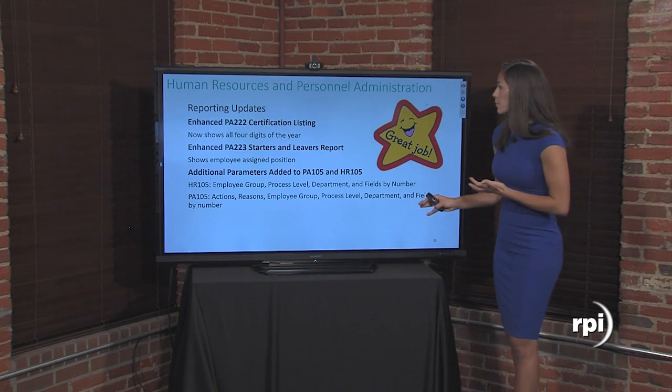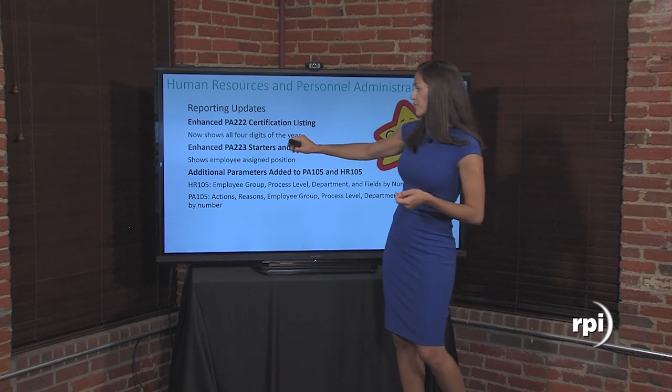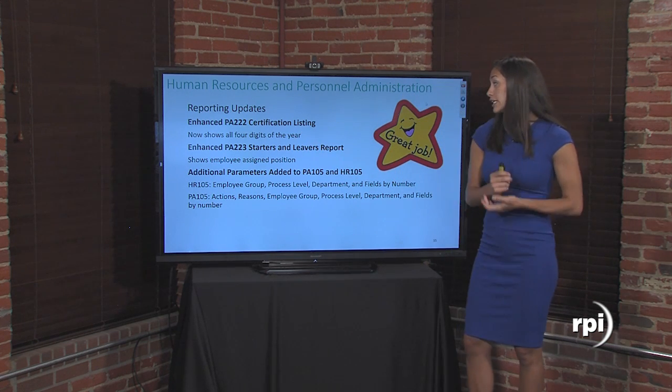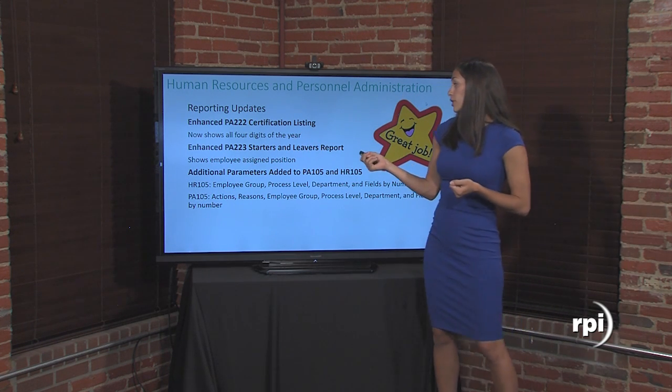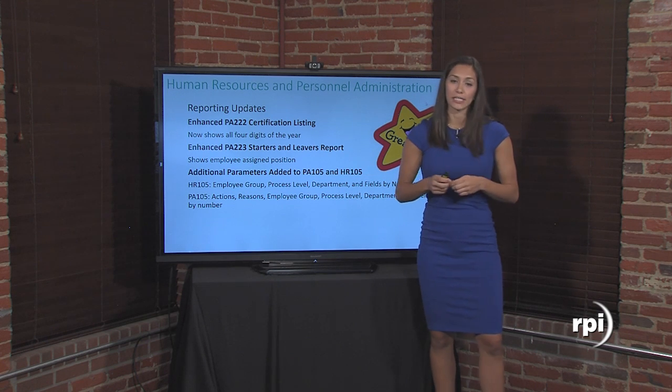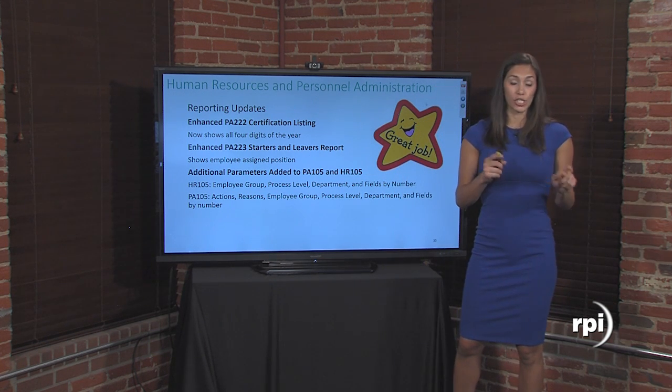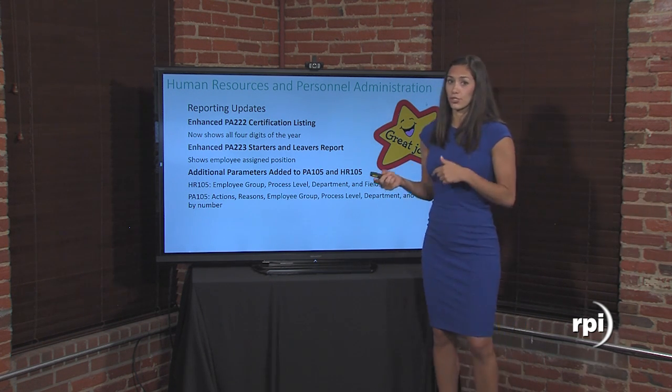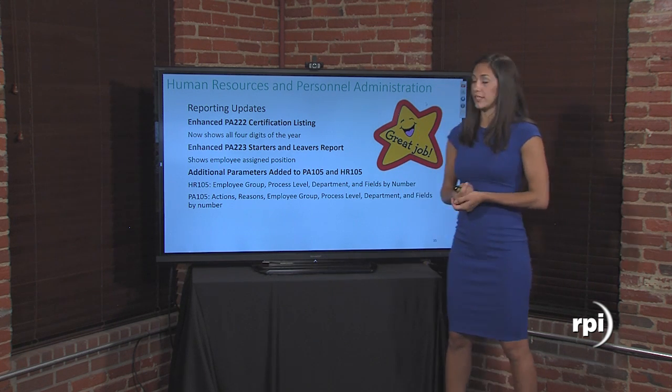A couple reporting updates. PA222 certification listing now shows all 4 digits of the year. Your PA223 starters and leavers report shows the employee assigned position. Previously it just showed the job. Now it's going to show you the job and the position so they know exactly what job they are starting into or leaving out of.